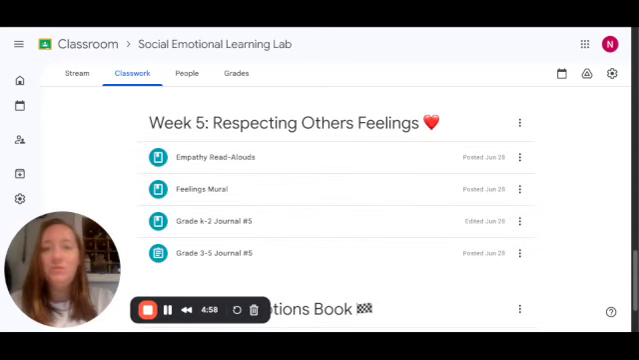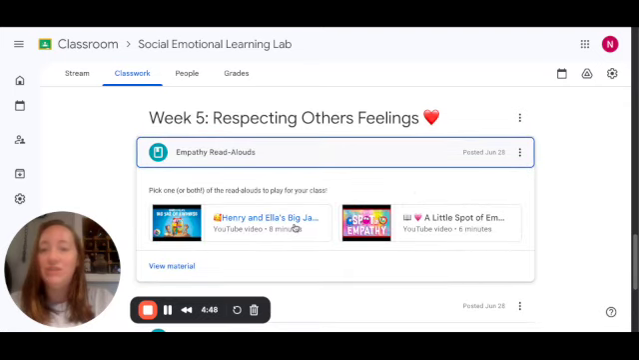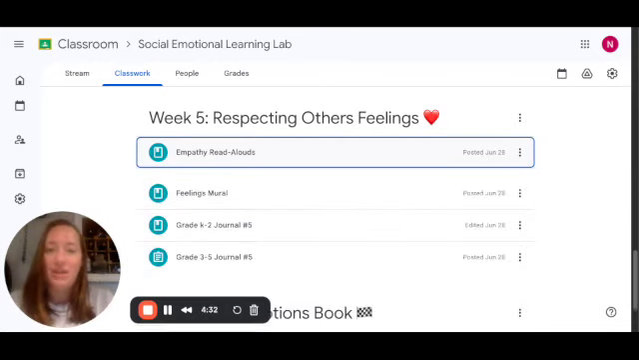Moving into week 5, we focus on respecting other feelings. So that term empathy, I really wanted the kids to understand what this is. So I did include 2 different read alouds, Henry and Ella's Big Jar of Kindness and A Little Spot of Empathy. They're both well animated. The pictures can occasionally move. The authors, the people that read the book aloud, do a great job at that.